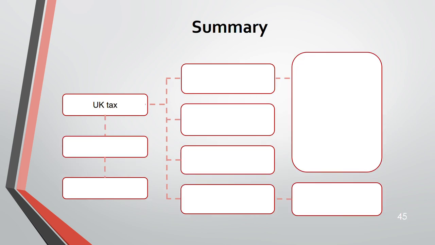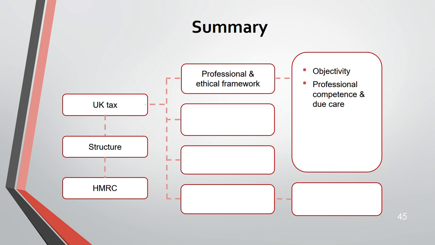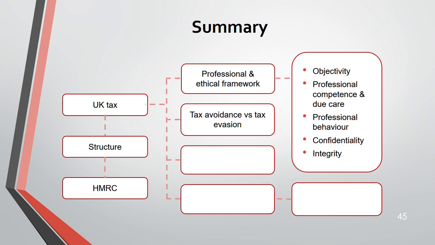Then we moved to UK tax, the structure of it, and HMRC. The structure means, for example, case law, statute law, and all. Then from UK tax, we moved on to ethics. These are the five fundamental ethics: objectivity, professional competence and due care, professional behavior, confidentiality, and integrity. Tax avoidance and tax evasion. Tax evasion is illegal, tax avoidance is legal. Dealing with HMRC. For example, if your client refuses to disclose, what you have to do, and if he further refuses, what you have to do.